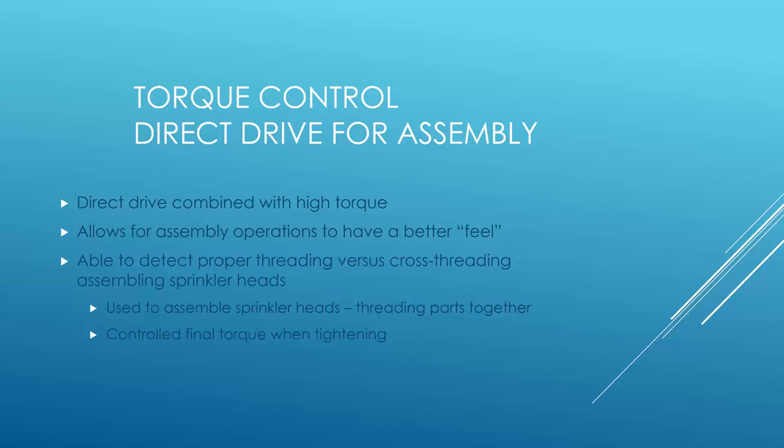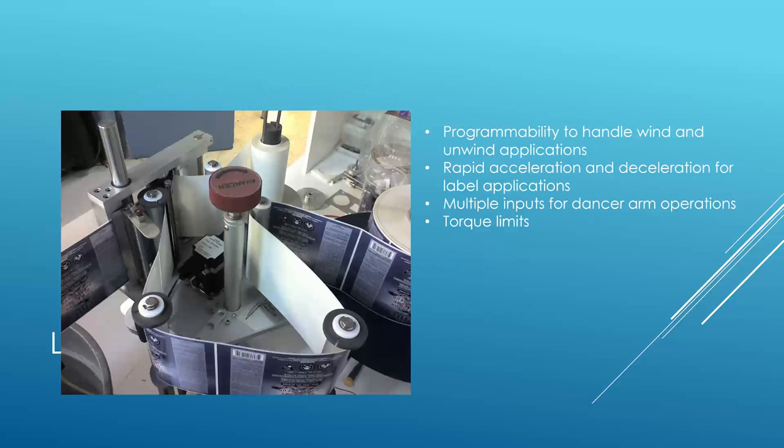So we can go through and detect whether they were threading properly, getting a nice low torque motion, and we can turn it down if we see that we're cross-threading. We can back up and retry. For example, this is being used in assembling one of the major brands of sprinkler heads. So they go through, thread it. When they get it the number of turns and detect that it's bottomed out, then they kick the torque up, sort of like changing your oil filter, hand tight and a quarter turn. They're able to do very similar with these motors in there. They've been quite successful at that.